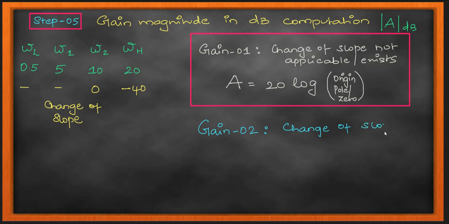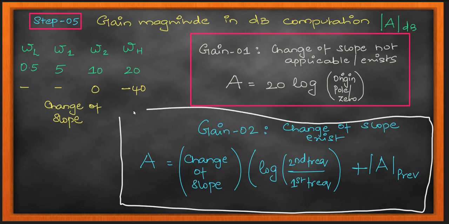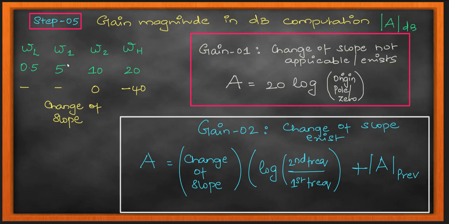Good, because here what it means is I'm seeing these dashes, these two values. I don't have any change of slope associated with these two frequencies, 0.5 and 5. So that is why I can use only this formula, the gain 1 formula. Then for my gain 2 formula, I have the change of slope. So the change of slope exists for my gain 2 formula, and that is given by this formula: the change of slope into logarithm of the second frequency upon first frequency, plus A previous.